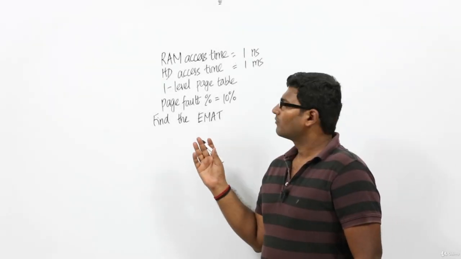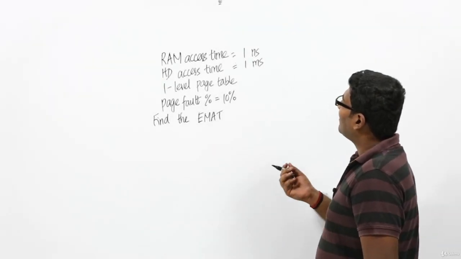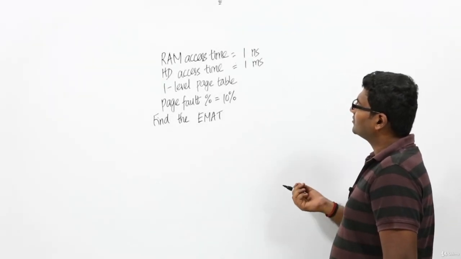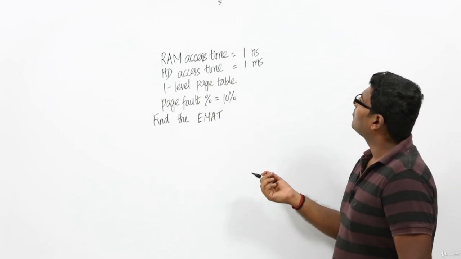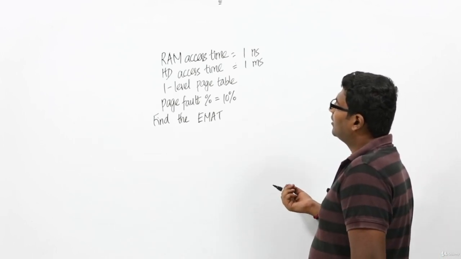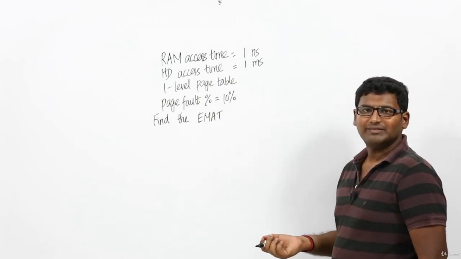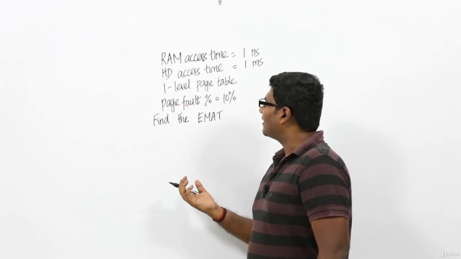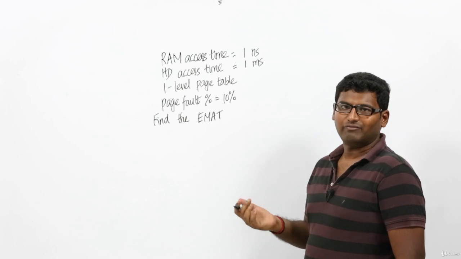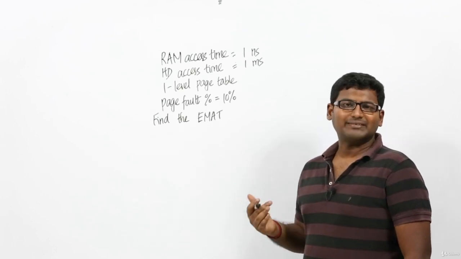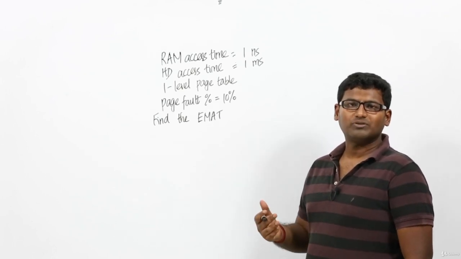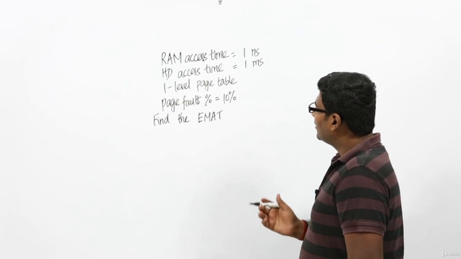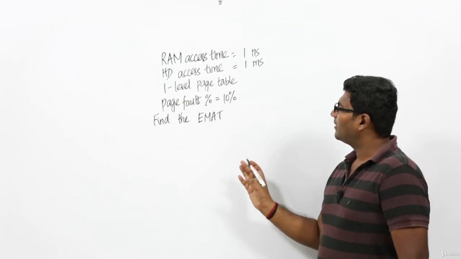Let's see this problem. They have given that RAM access time equal to 1 nanosecond and hard disk access time equal to 1 millisecond. Also they have given that we are having single level paging, which means one level page table is used, and they are saying that page fault happens 10% of the times, which means whenever I am accessing the RAM, 10% of the times will result as a page fault.